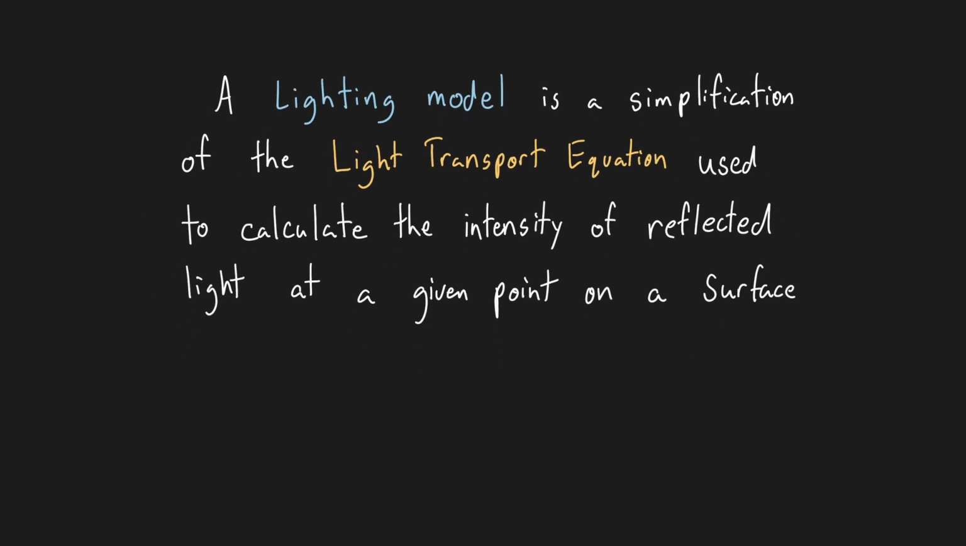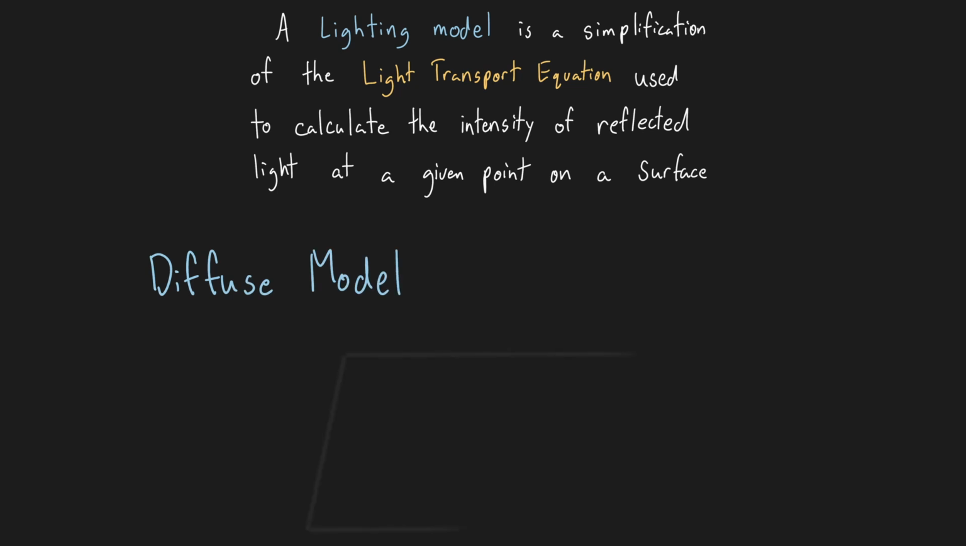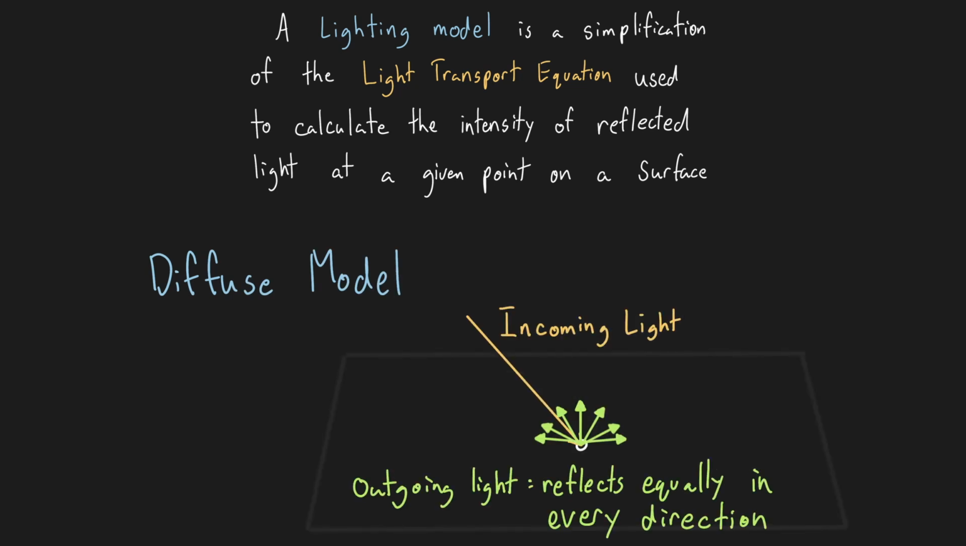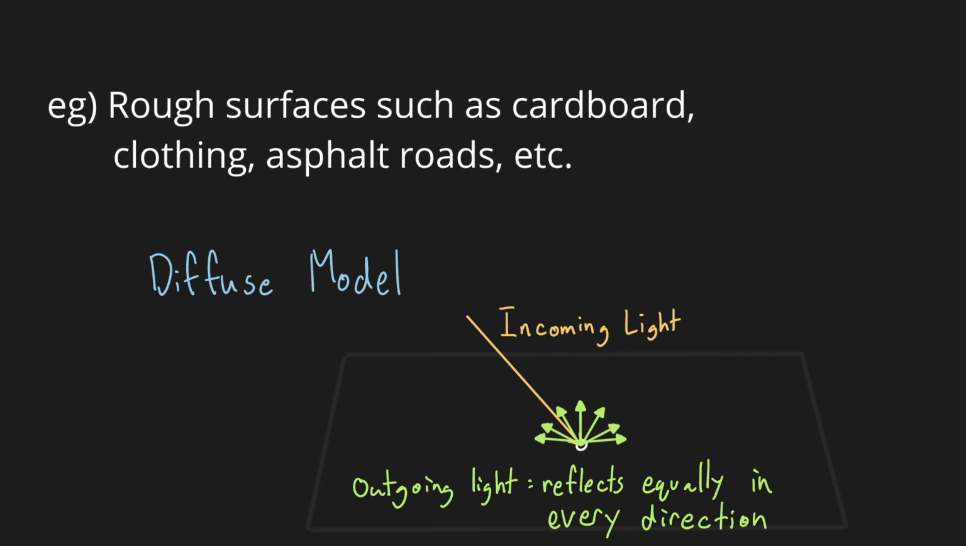One such model is the diffuse or Lambertian shading model. It makes the assumption that the surface reflects incoming light equally in all directions. This is a very basic model that works well for non-metallic matte surfaces. This is basically the opposite of a mirror surface.